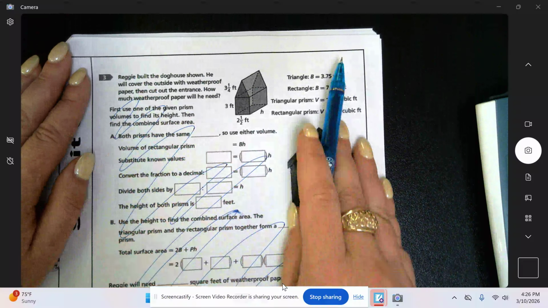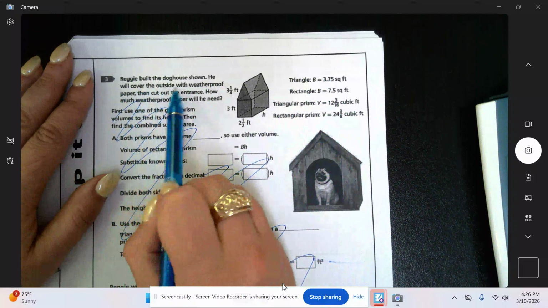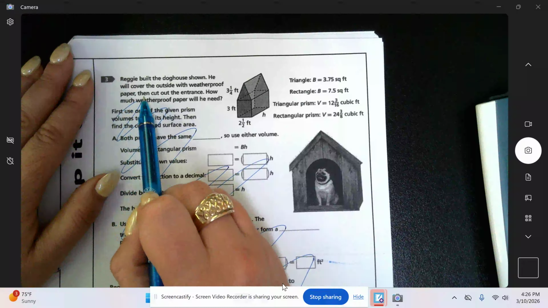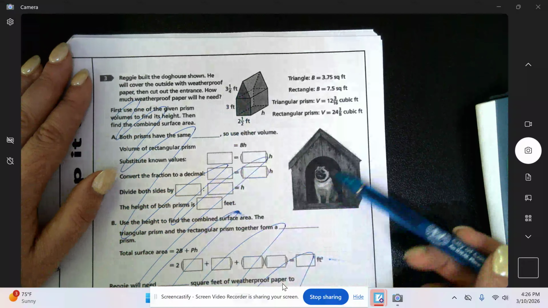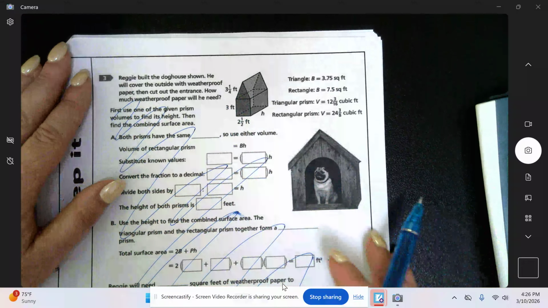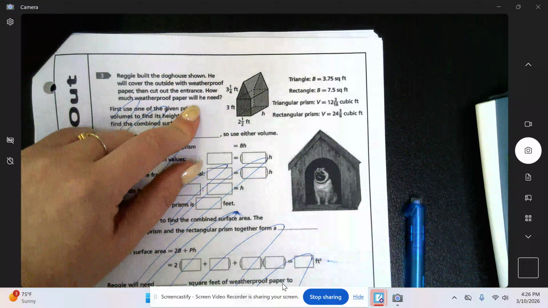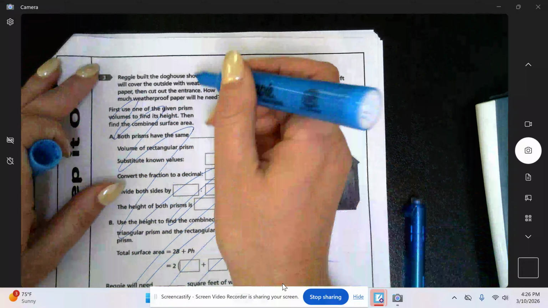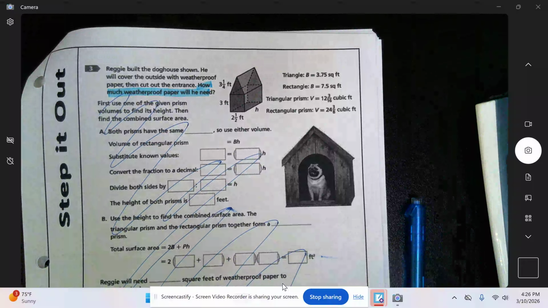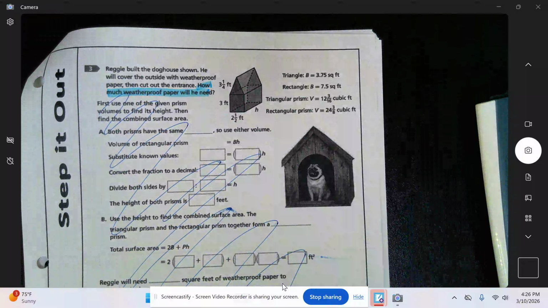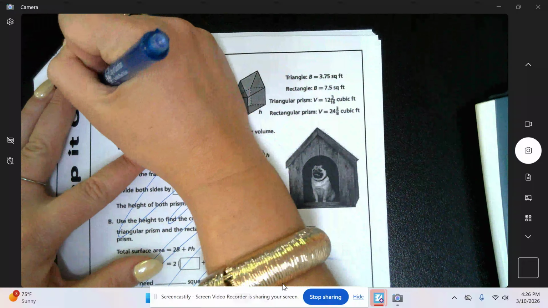So here's our doghouse, and here's the plan of our doghouse. It says, Reggie built a doghouse shown. He will cover the outside with weatherproof paper, then cut out the entrance. How much weatherproof paper will he need? So he's going to cover the outside of this house. So if we are covering something, or the walls of something, and it's saying how much waterproof paper will he need, we need to stop and think, what is that asking for us to find? We're not filling up anything, we're wrapping something. And remember, if we're wrapping something, we're talking about surface area.